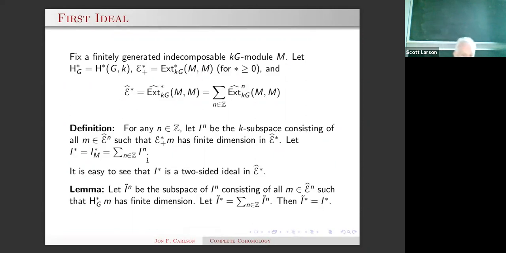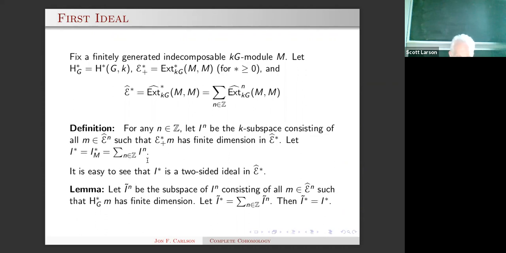Now we can define this a little bit differently. That is to say, instead of looking at it as a module generated by the cohomology ring of M, let's just look at it as a submodule generated over the cohomology ring of G. Again, that has finite dimension. And what you can prove is that these two are the same.